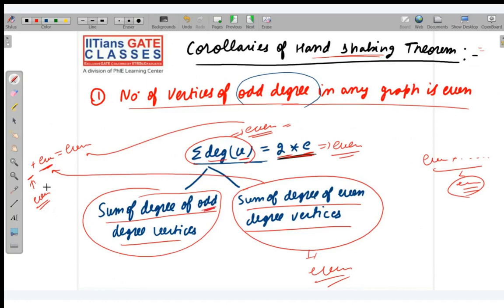So how will you get even as the answer? Clearly, you have to take the number of odd degree vertices to be even. Only then will you get even here. That is common sense. For example, 3 plus 3 gives even, but 3 plus 3 plus 3 gives odd. So if odd degree vertices are added an odd number of times, you get an odd number. But we want an even number, so they should be added an even number of times. So directly and indirectly, the number of vertices of odd degree should be even. Any doubt here? Understood, sir.